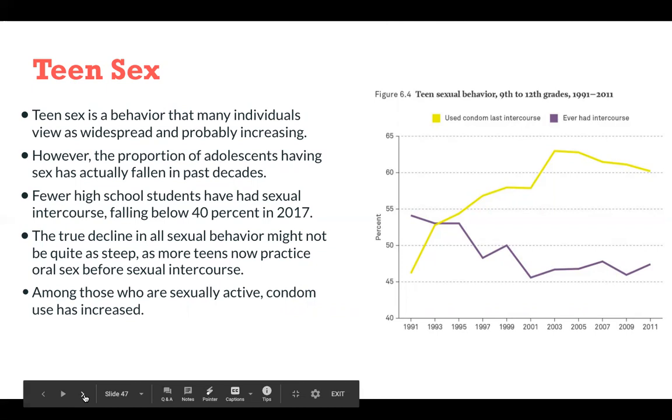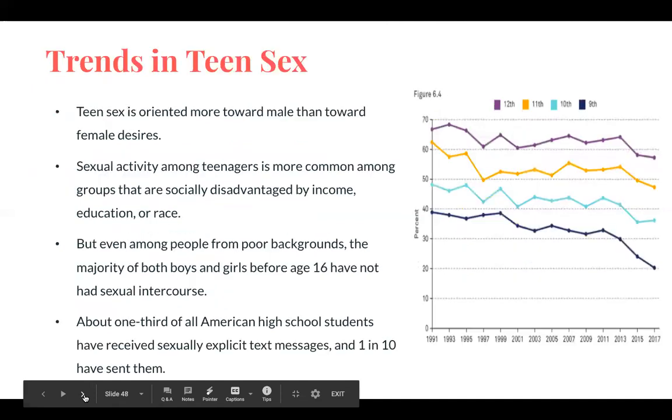But in reality, as the graphs suggest, teenagers are not having sex at the same ages and at the same rate as they were in the past. Although, as your book notes, this isn't true for all sexual behavior, because oral sex has become more common. But if you're just thinking about vaginal sexual intercourse, it has become less common, and condom use has actually increased.